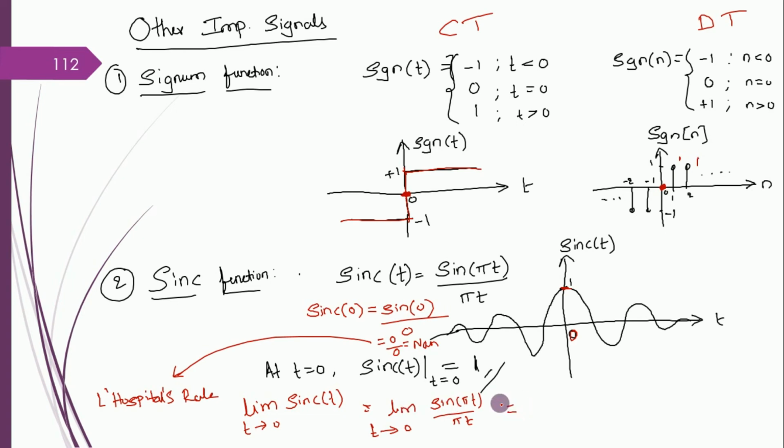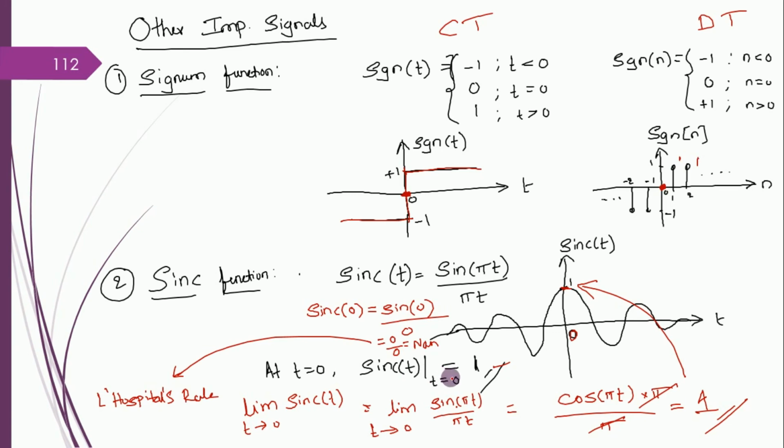Hence we should apply differentiation of numerator and denominator. That's what L'Hospital's rule says. So if I differentiate and then substitute t equal to 0, I'll get cos of pi t into pi. If I differentiate the denominator, I get pi. Pi cancels. If I substitute t equal to 0, cos 0 will result in 1. That is what has been written here. Sinc of t at t equal to 0 is 1. This is how it is computed.